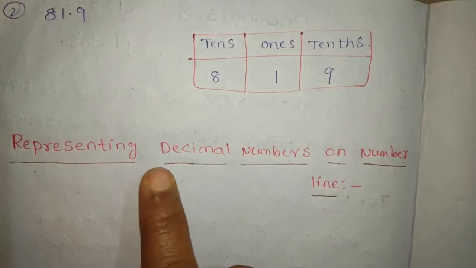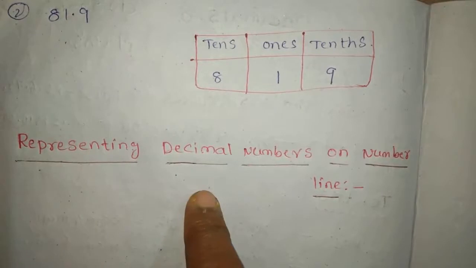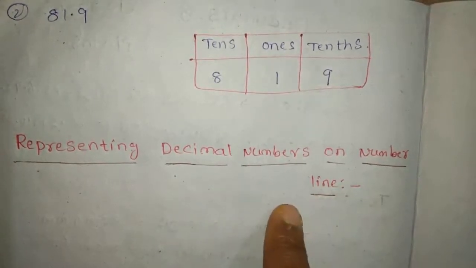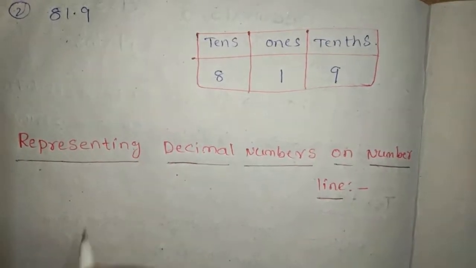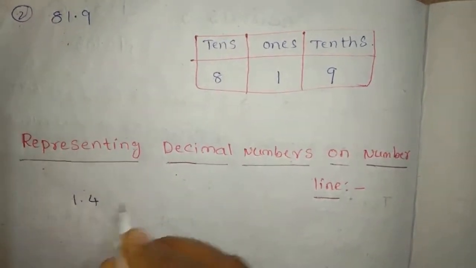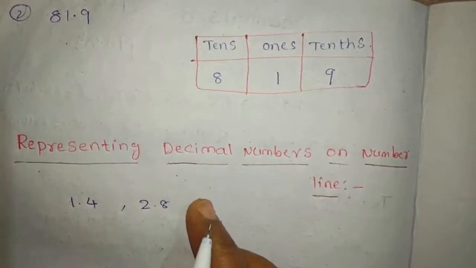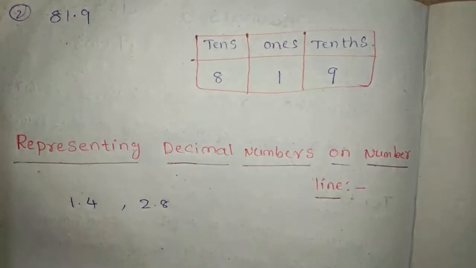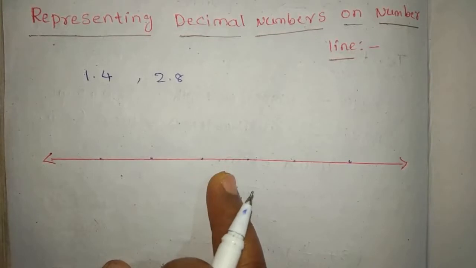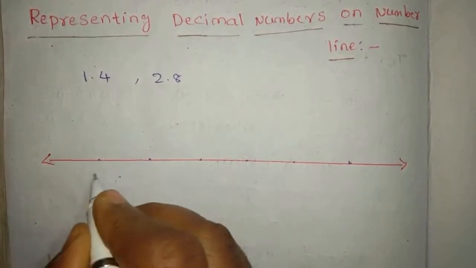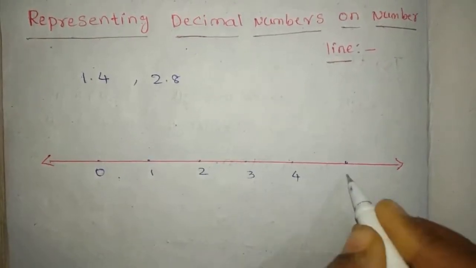Okay. Now, representing decimal numbers on the number line. For example, if you want to represent 1.4 and 2.8 on the number line, let us draw the number line. First, let us draw a number line. Here we take 0, 1, 2, 3, 4, 5.